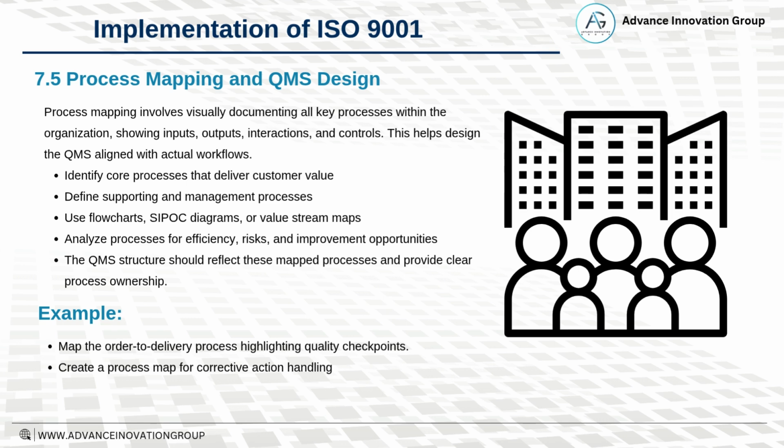The final QMS design should reflect these mapped processes, with clear process ownership assigned. Examples include mapping the order-to-delivery process with built-in quality checkpoints, and mapping how corrective actions are handled after a customer complaint.